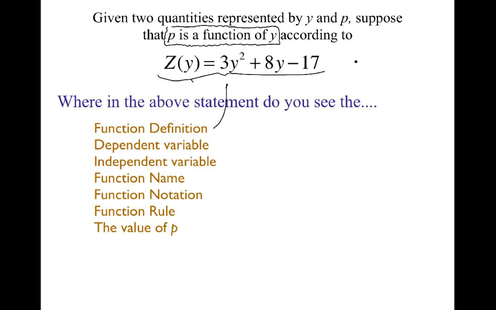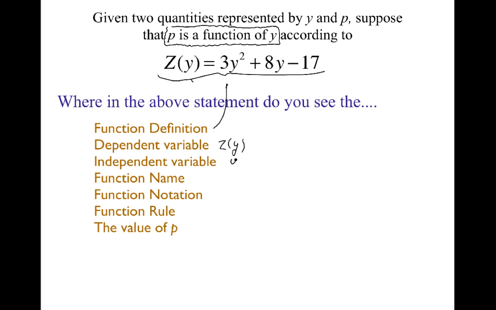Where do we see the dependent variable in that statement? Someone said left of the equal sign. The function notation, z of y, which is also called what? P, right? So our variable, P is a function of y. It means P is dependent on y. In the function definition, though, there's no P, right? So it's z of y. That's what z of y is. It's P.